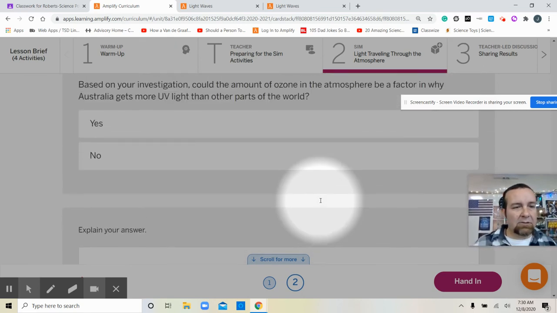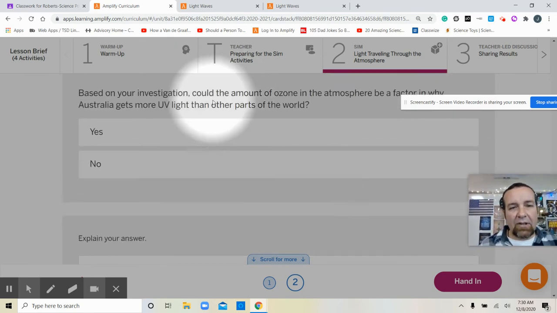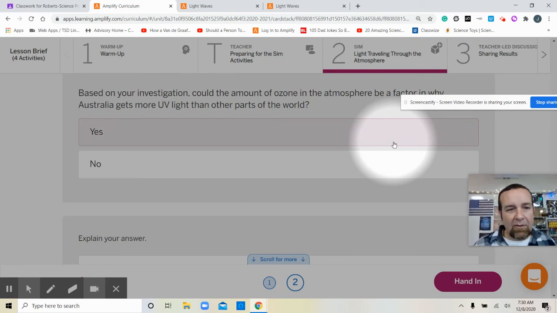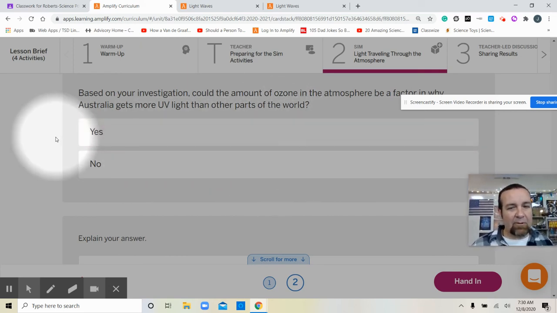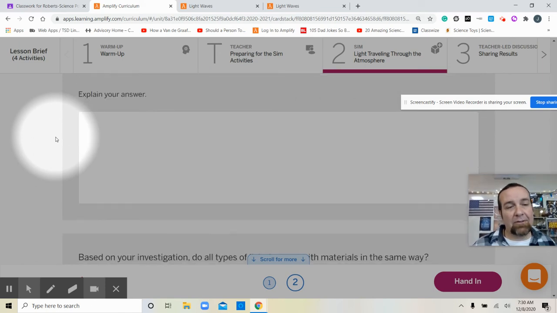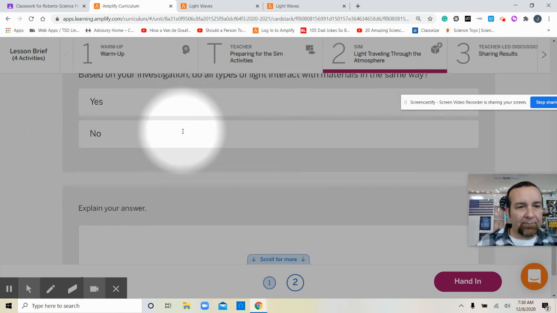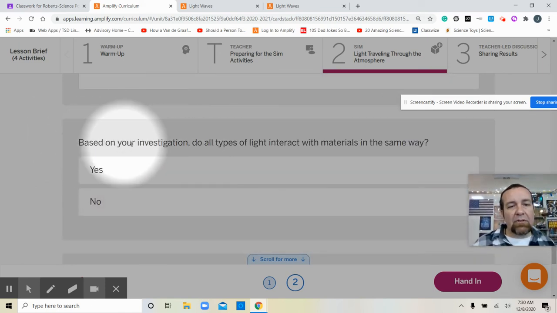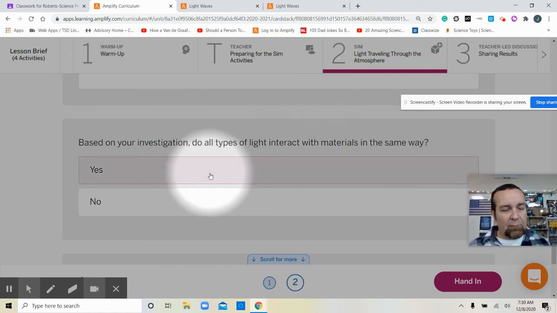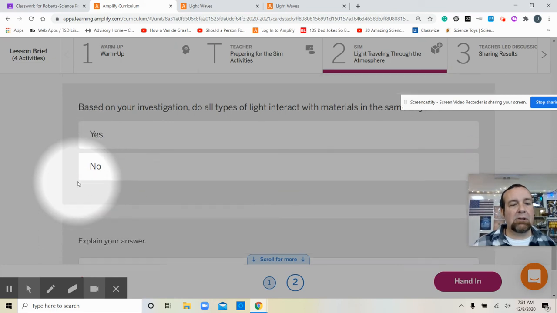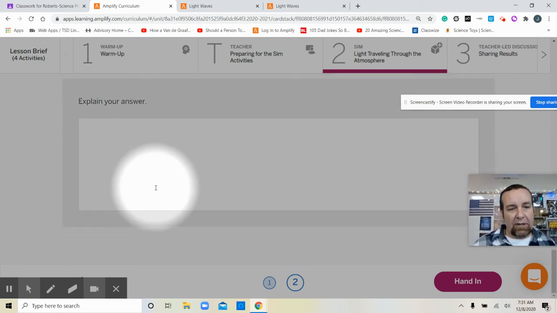There we go. Based on your investigation, could the amount of ozone in the atmosphere be a factor why Australia gets more UV light than other parts of the world? Yes? No? Maybe? Go ahead and pick one of those. I would say yes. But please explain your answer. Based on your investigation, do all types of light interact with materials in the same way? Yes? No? And then explain your answer.